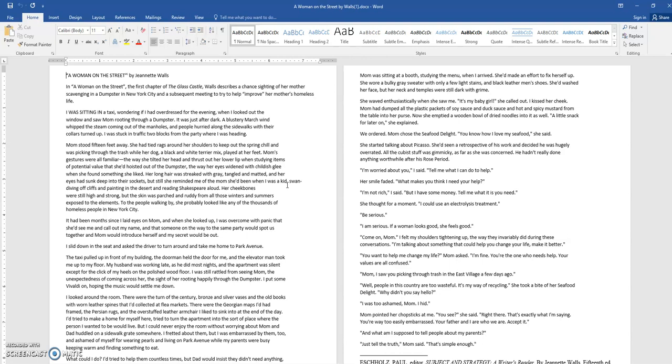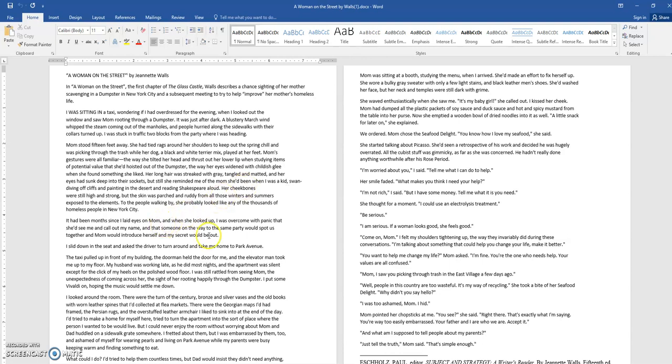Now, the other little details that she adds: she talks about the rags around her shoulders and picking through the trash, while her dog, a black and white terrier mix. And so these are specific details. She doesn't just say her dog. She describes the color and the breed. And so specific details improve the writing. It makes your writing stronger. It helps you connect to your reader because we can visualize the events that are going on in your life, and it helps us understand them better and you better, hopefully.